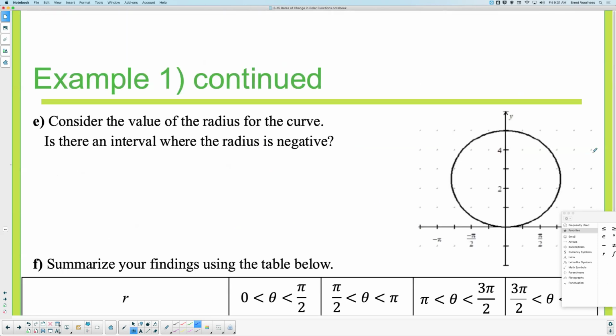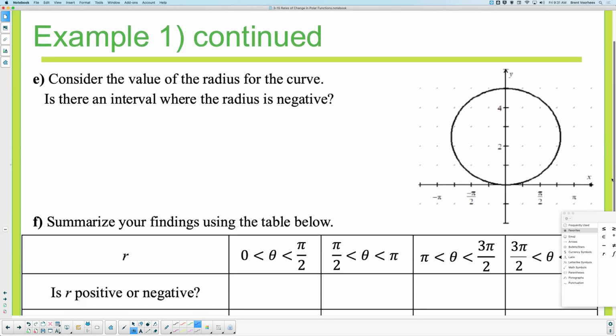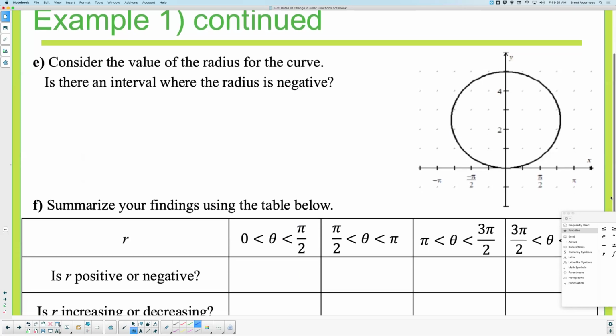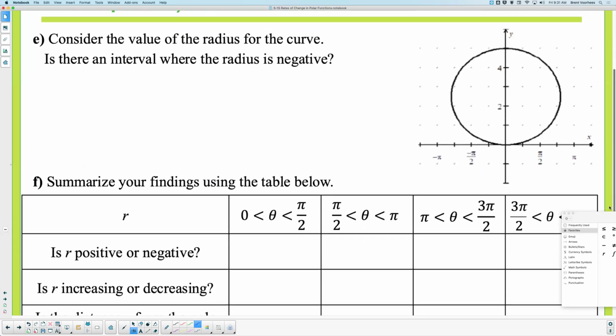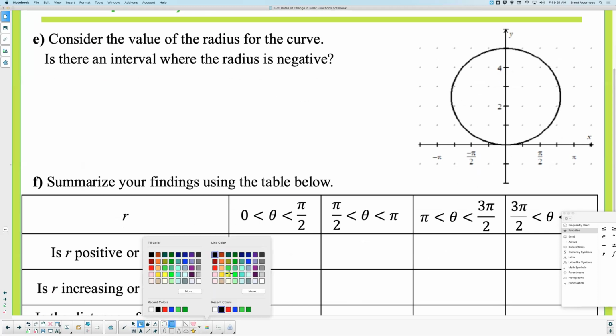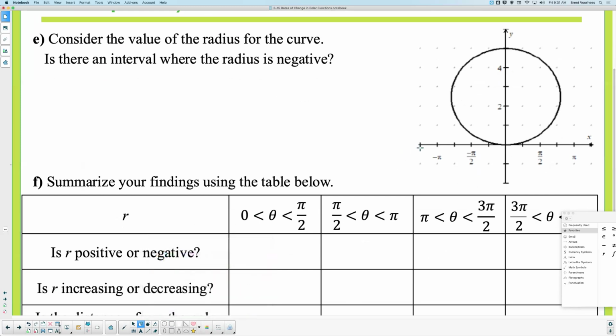Now let's move into part E. It says this, consider the value of the radius for the curve. Is there an interval where the radius is negative? Was there a value when the radius was negative? We want to know, are there any values of theta where the r value is negative? So I'll give you an axis so you can think about it. Right now, what's the value of the radius? If this circle intersects our axis at the pole, it's 0.